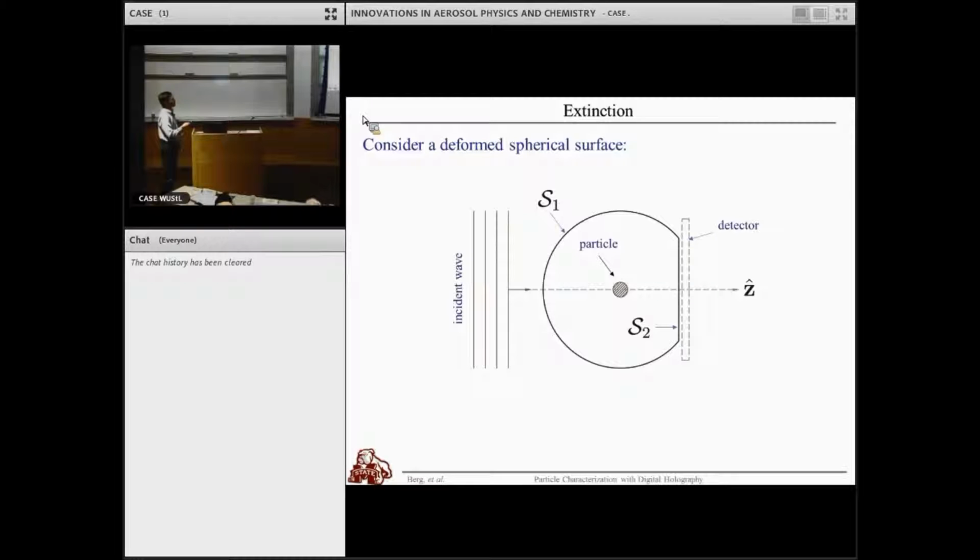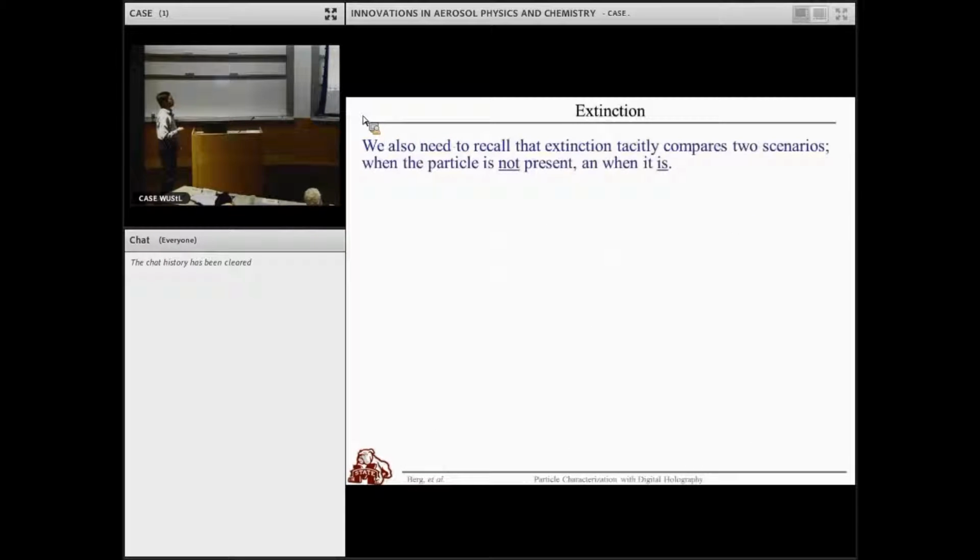I'll call the spherical part S1 and the planar part that lives on the detector S2. Okay, with that in mind, then, Poynting's theorem boils down to the absorbed power is equal to the sum of these two surface integrals. Well, let's keep going. Now remember that I told you measuring extinction tacitly requires us to compare two scenarios. When there's no particle present and when there is a particle present. So I'll define two quantities.